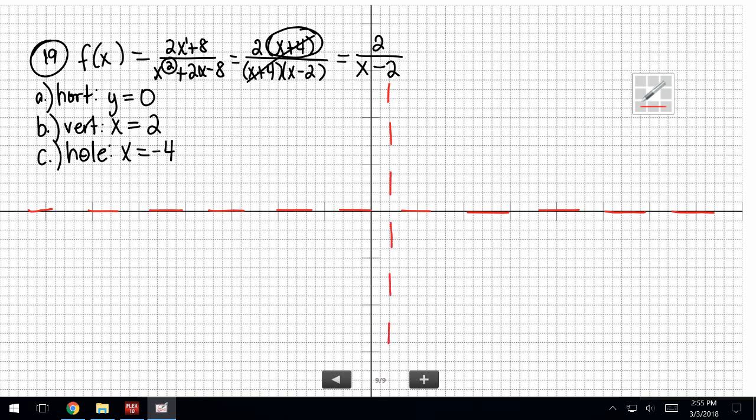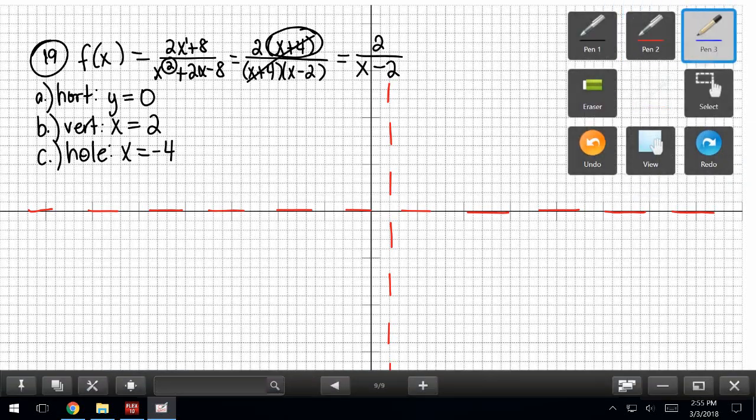Well, since we only have one vertical one, that means we're only going to have 2 pieces to our graph instead of the 3 pieces that we've been having. And then for our hole, we're just going to have to wait and see where that graph hits -4 right here. So we're just going to have to wait and see what happens right there, okay?